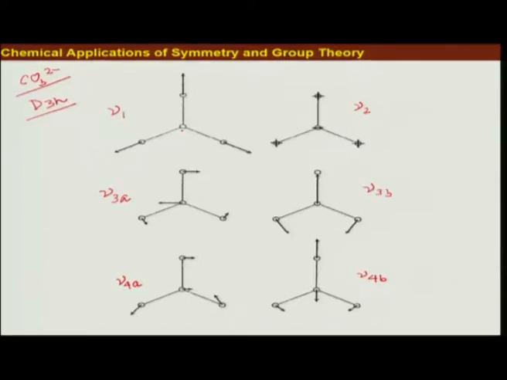Now we have to first ask how to assign the symmetries of these normal modes. What we need to do for that is to look at the effect of all the symmetry operations of the D3h point group on these particular normal modes. So we'll look at this 1, 2 and 3A, 3B, 4A, 4B.